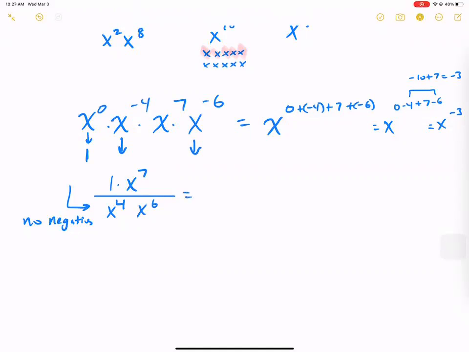Now, how many x's do we have on the bottom? Well, again, if we're multiplying, we're adding. We have x to the 10. 4 plus 6 is 10. Now, you can start canceling them out. If I have 7 on top and 10 on the bottom, they're going to start canceling out. And I'm going to end up with 3 on the bottom, which is our same answer.